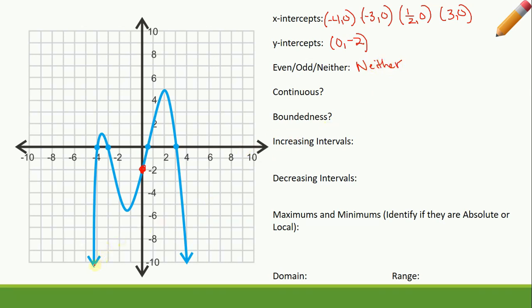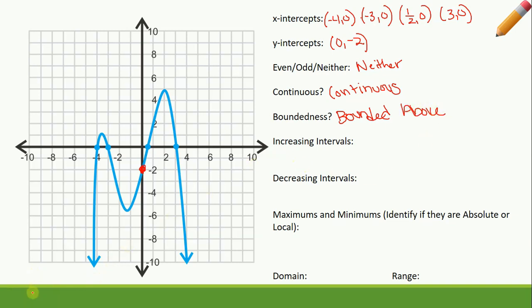Continuous. Can I draw from left to right and never pick up my pencil? Indeed. So he is continuous. Boundedness. He's not bounded below, right? Because he keeps on going forever this way. It looks like he's bounded above, however, right? Because the tip top he gets to is right here. So we would say he's bounded above.